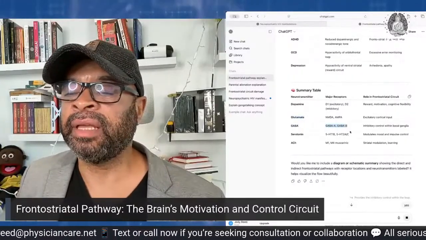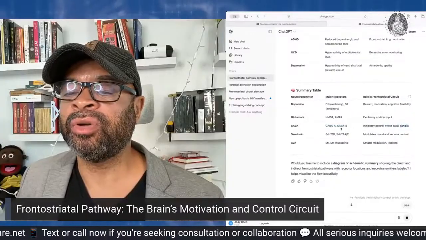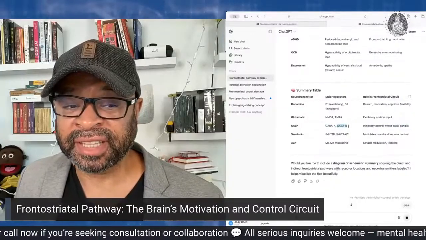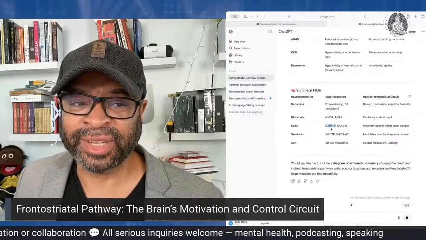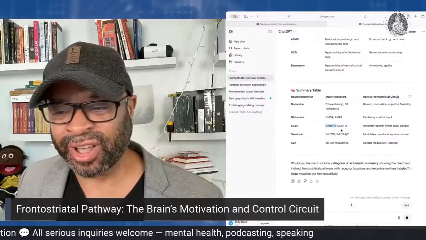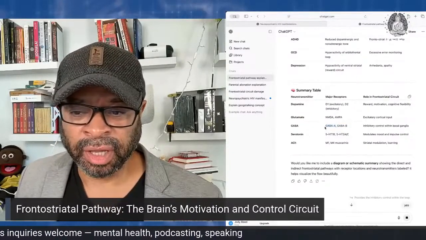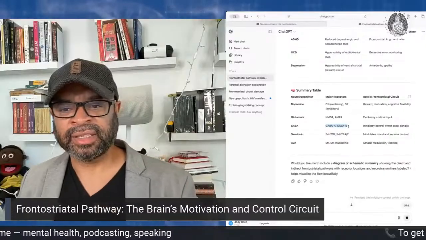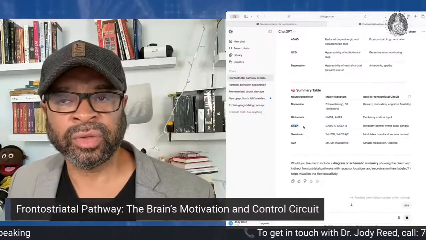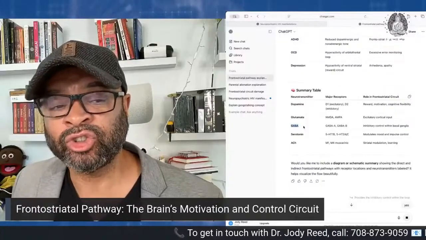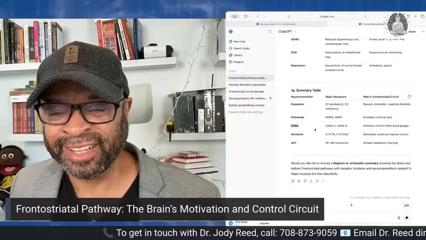GABA A, GABA B, inhibitory control, and I believe GABA B is the site of alcohol, right? And I think GABA A is the site of benzodiazepines. I think one of the two. Make sure y'all get that right. And so alcohol and benzodiazepines like Xanax and all that, this is simply activating GABA that's going to exert inhibitory tone. Why? Because there's too much glutamate, right? Too much glutamate.